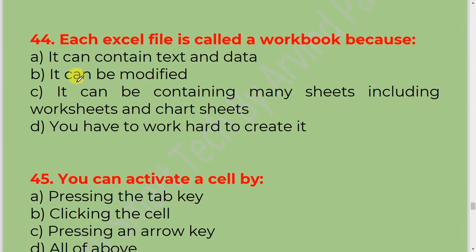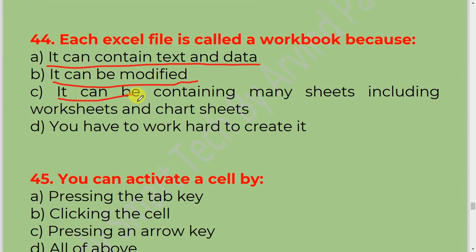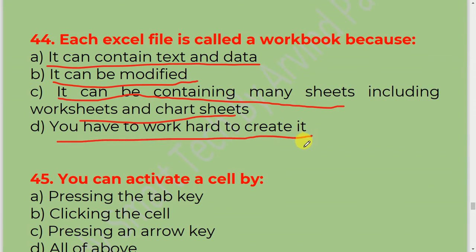Question number 44. Each Excel file is called a workbook because option A, it can contain text and data; B, it can be modified; C, it can contain many sheets including worksheet and chart sheet; D, you have to work hard to create it. And the correct option is option C. It can contain many sheets including worksheet and chart sheet.